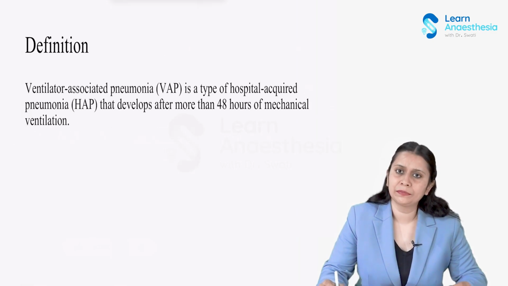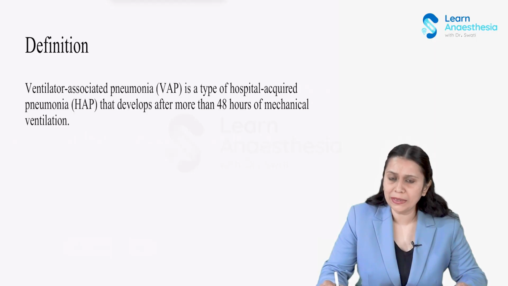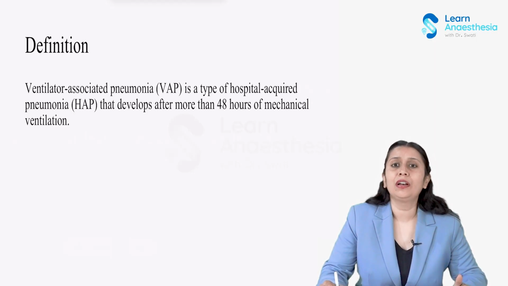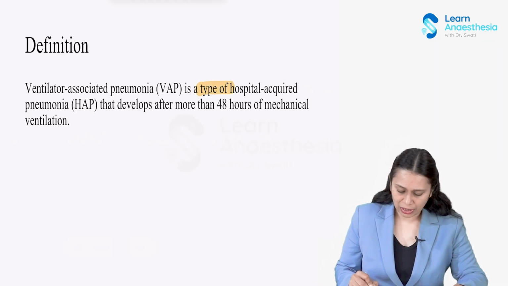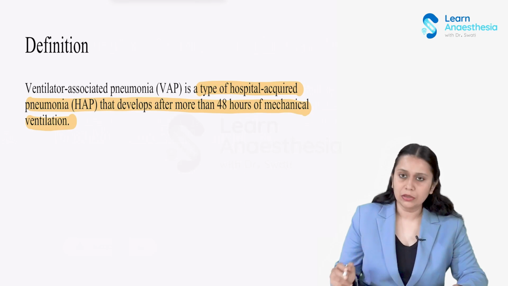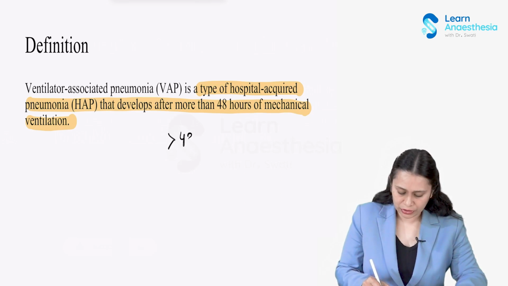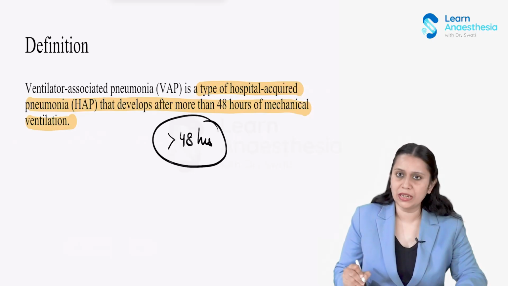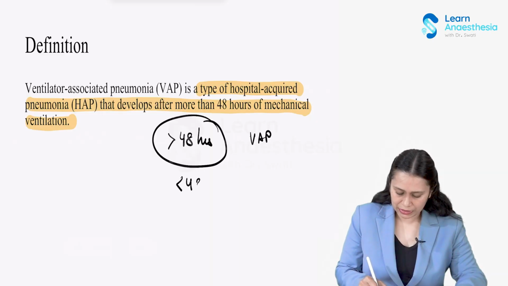So how is VAP defined? VAP is a type of hospital-acquired pneumonia which is defined when it appears in a patient on mechanical ventilation after 48 hours. So a patient on mechanical ventilation for more than 48 hours, if pneumonia appears, that is called VAP. So remember, the timeline is 48 hours. If a patient is for more than 2 days on ventilator and then develops pneumonia, it's called VAP. If it is less than 48 hours, then it is called hospital-acquired pneumonia, right?